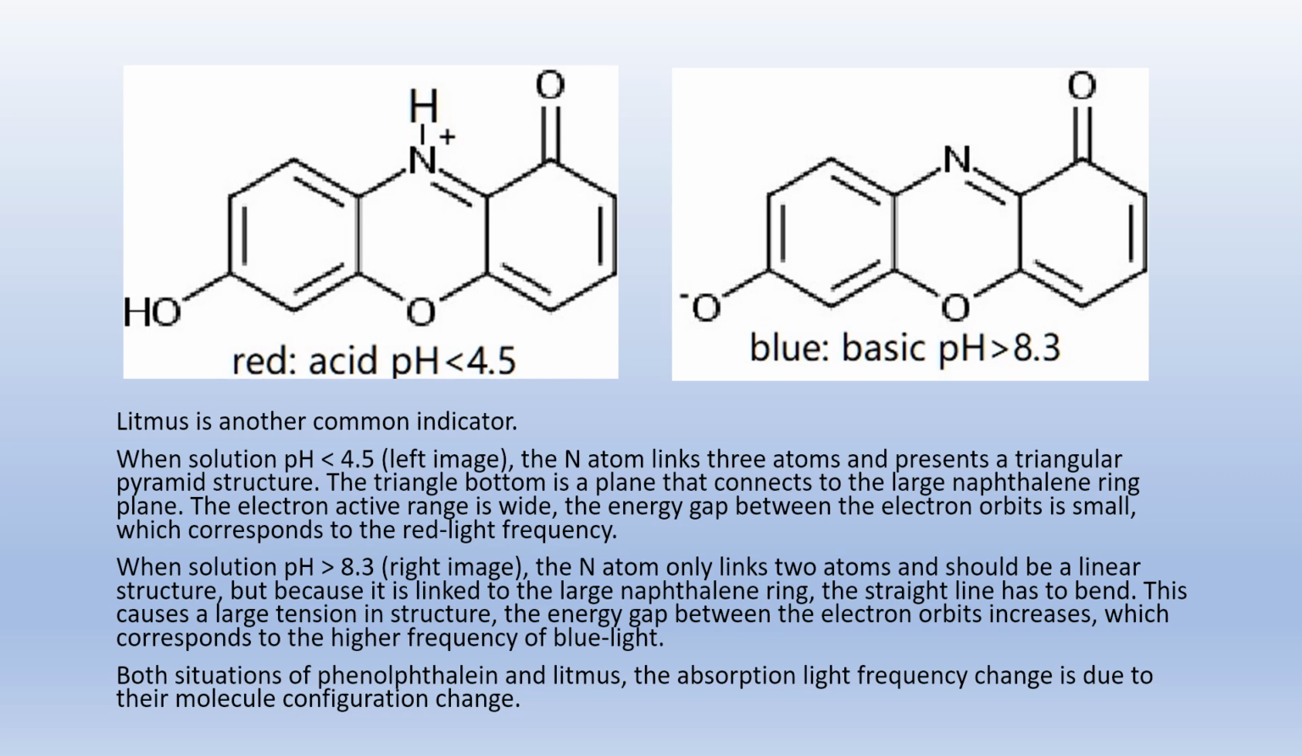the N atom only links two atoms and should be a linear structure. But because it is linked to the large naphthalene ring, the straight line has to bend. This causes a large tension in the structure. The energy gap between the electron orbits increases, which corresponds to the higher frequency of blue light. In both situations of phenolphthalein and litmus, the absorption light frequency and wavelength change is due to their molecule configuration change.